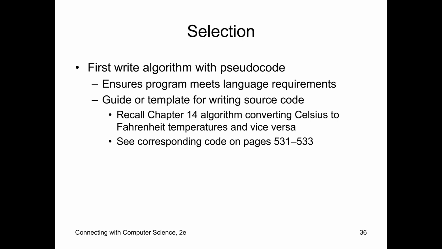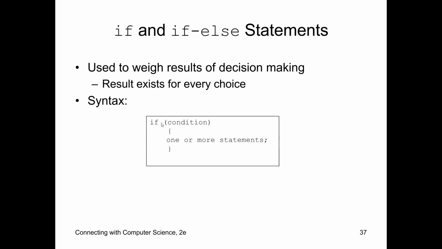So this claims that it will ensure the program meets the language requirements, and in chapter 14 there were some templates for writing that. Again, you can look at the code on pages 531 to 533. I'm not a big fan of pseudocode. I figure if you're going to write pseudocode, you might as well just write the code.